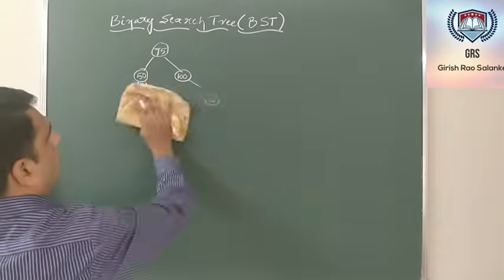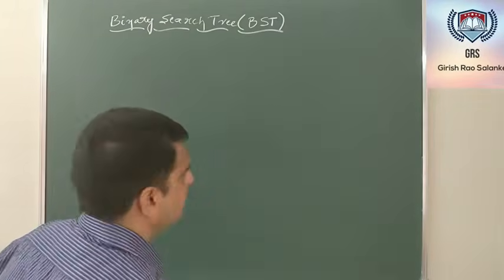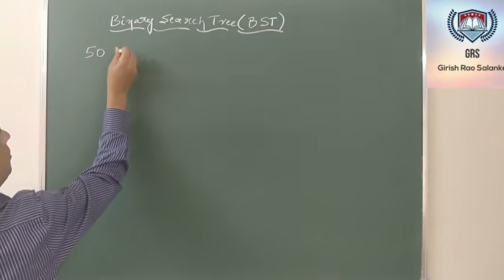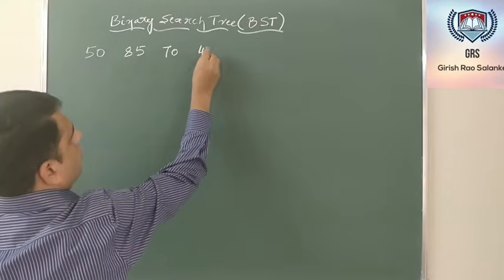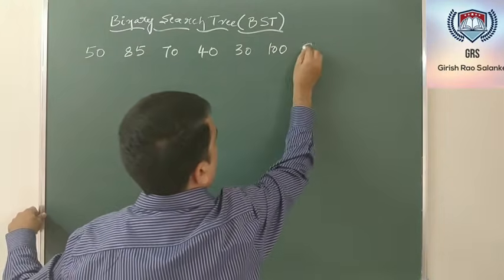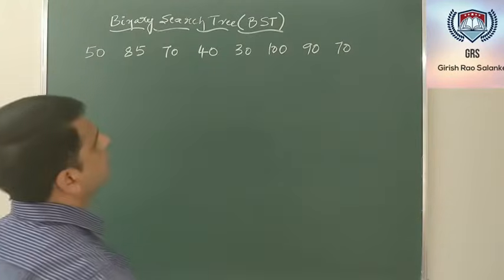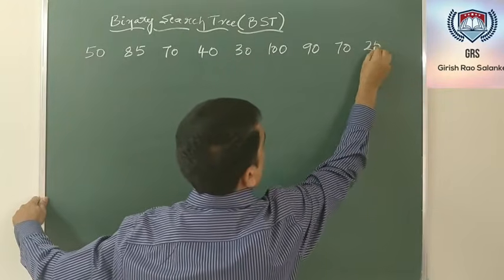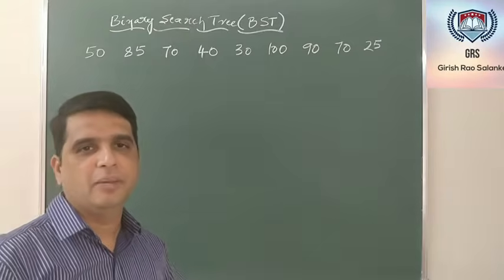Now what we'll do is, let me take an example: 50, 85, 70, 40, 30, 100, 90, 70. Let me have one more element as 25. So, assume that these are the elements for which I need to construct a binary search tree.